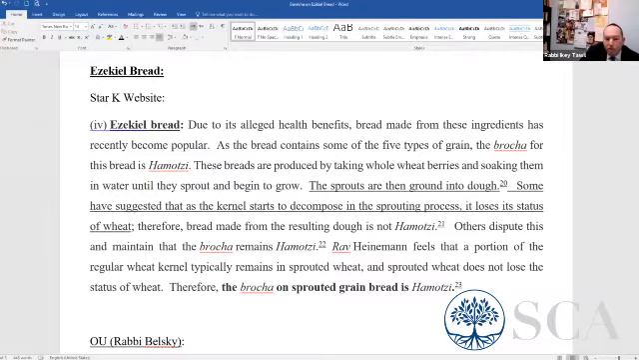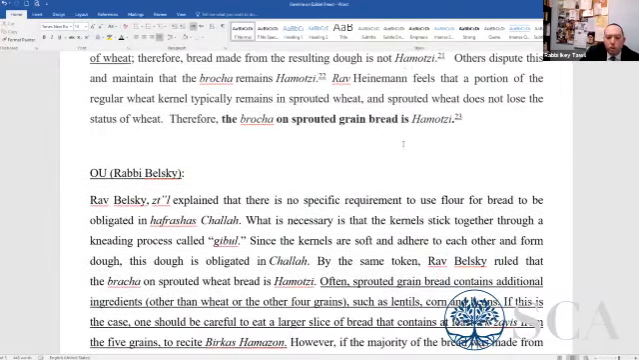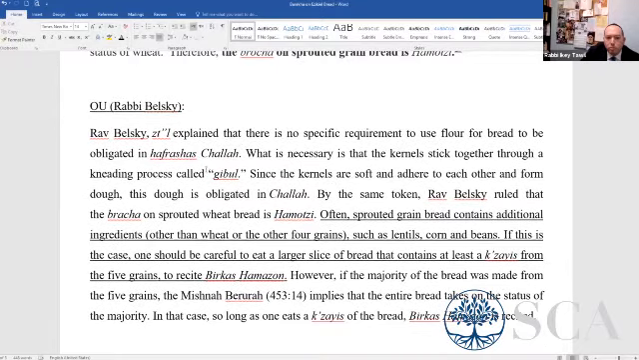I'm going to read Rabbi Belsky, and then we are going to talk it out and answer questions. So this is from the OU's website, right? Rabbi Belsky, also a huge gadol here in America, and expert in kashrut. So Rabbi Belsky said the following. This was pulled, I think this quote was 2011.